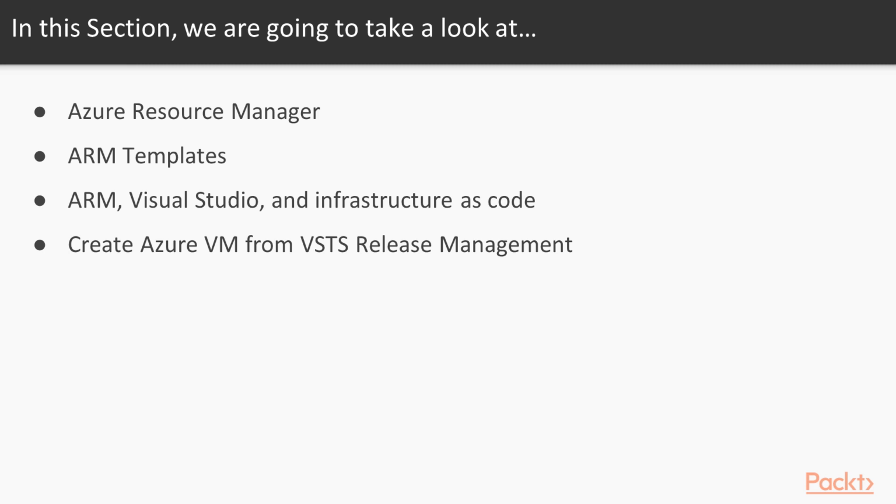Moving forward, we'll see how using ARM, the new APIs, and the Azure portal, provision and manage Azure resources. We'll see how using Visual Studio project templates, we can create, edit, and manage ARM templates and define our Azure infrastructure as code. Also, how we can provision Azure virtual machines in Azure Resource Group using code from release management in Visual Studio Team Services.